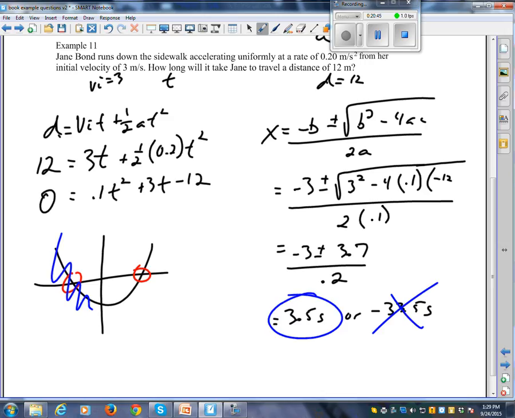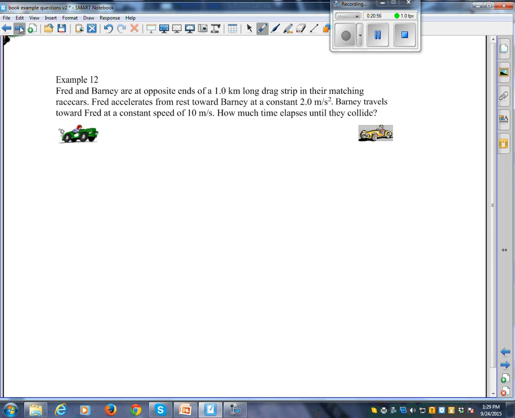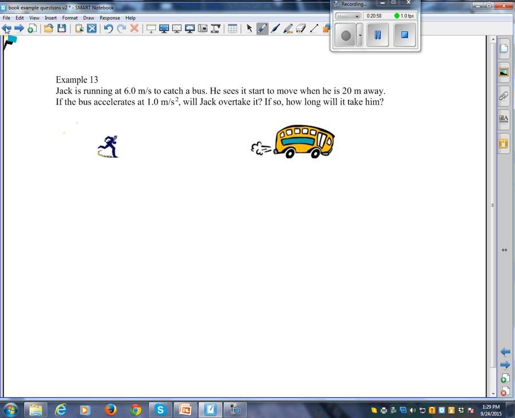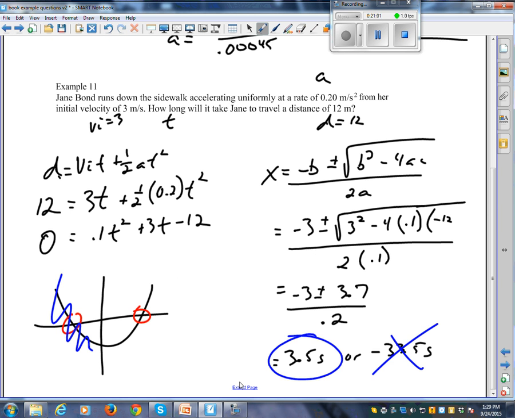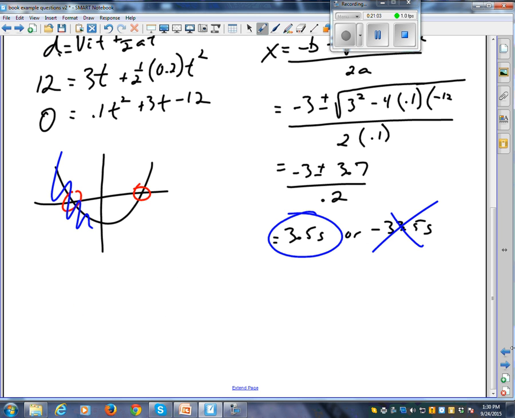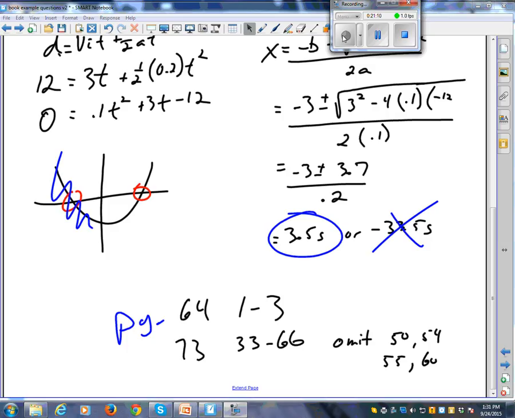Okay, I will stop. You can start. Are there questions in the book? No, they're not, eh? Who do I have on mine here? We'll get to Fred and Barney tomorrow. If you want questions in the book, I'll have to find them here. If you want textbook questions to work on: page 64, 1 to 3. Page 73, numbers 33 to 66, leaving out 50, 54, 55, and 60.